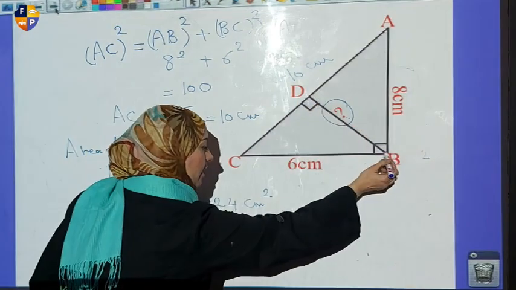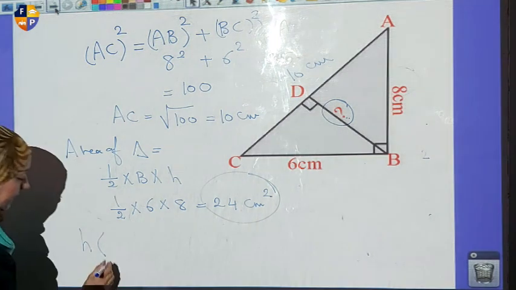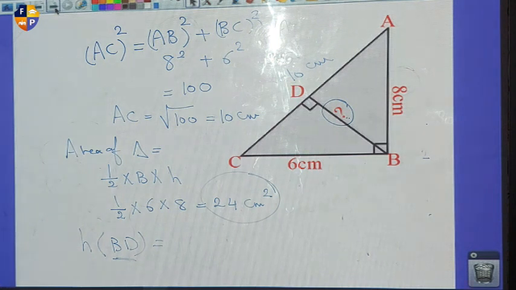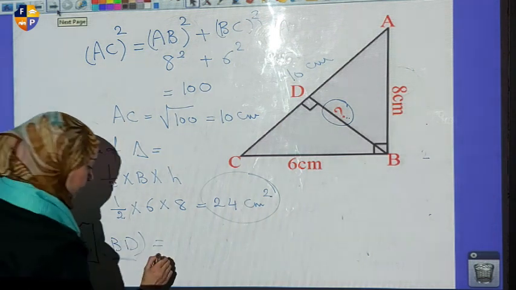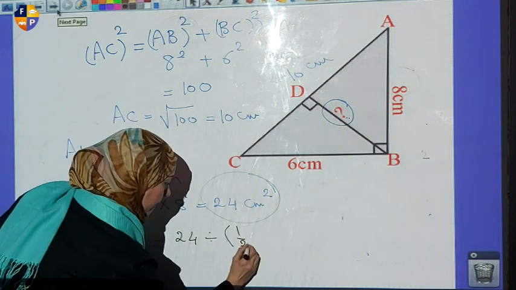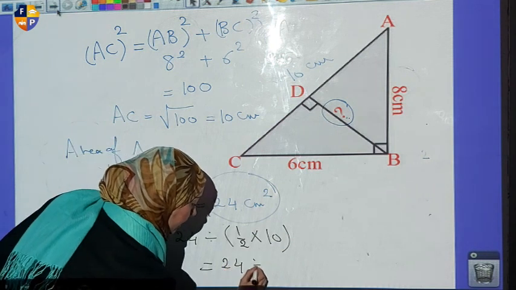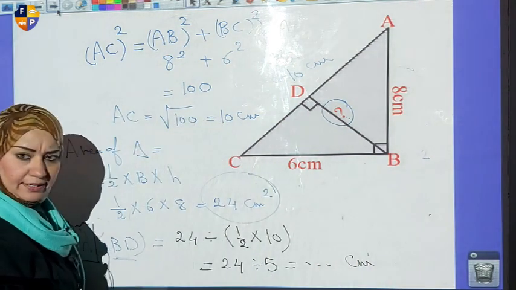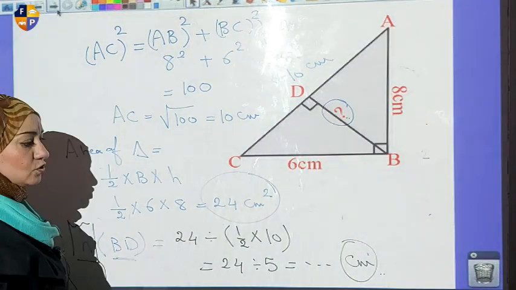Then I'll get this height by this area. The height BD, my height equals 24 divided by half multiply 10, equals 24 divided by 5, equals, calculate by calculator. And this is all what I want to say.